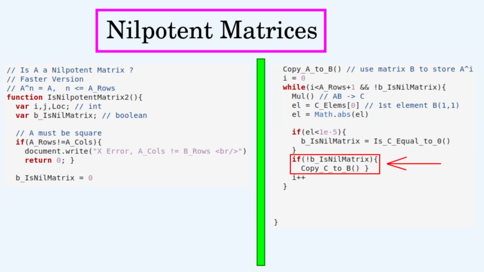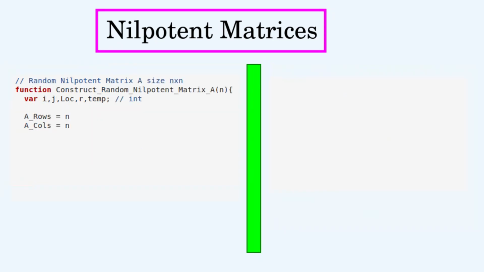We need to copy this matrix back to B if we're going to continue going around in the loop, so we won't copy it if we leave the loop, to make this function faster. And so if it is nilpotent, we'll set this global index variable to be this value of I. And then we'll return this return variable here, which is true if and only if this matrix has been found to be nilpotent. So now to construct a random nilpotent matrix to test this function.